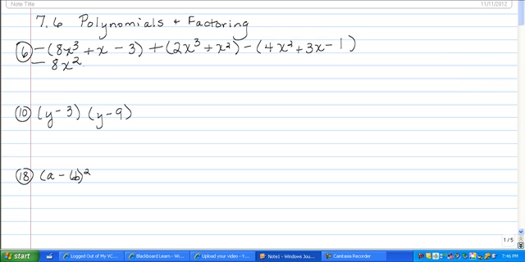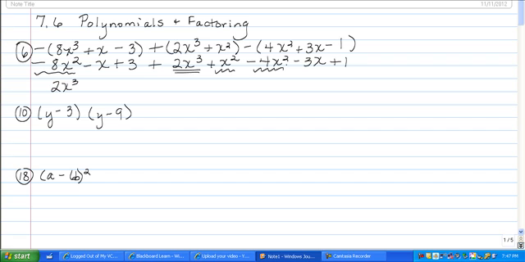Negative 1 times 8x cubed, negative 1 times x, and negative 1 times negative 3. I can just drop the parentheses here since the sign in front of it's positive, and I'm going to change the signs here, distributing the negative. Okay, now what we want to do is collect like terms, and the highest degree we have is the 2x cubed. Now negative 8x squared, x squared, minus 4x squared. So negative 12x squared plus 1x squared would be negative 11x squared.